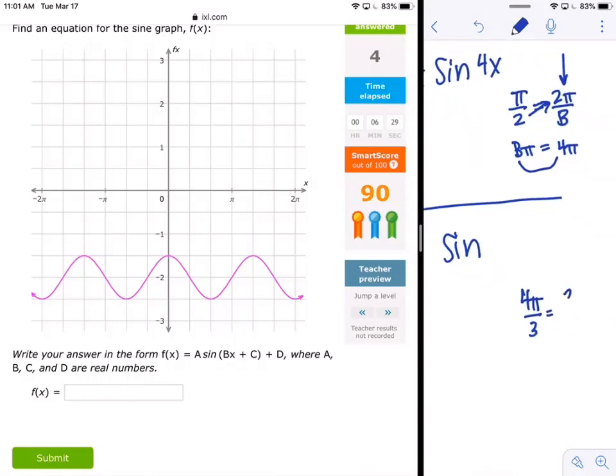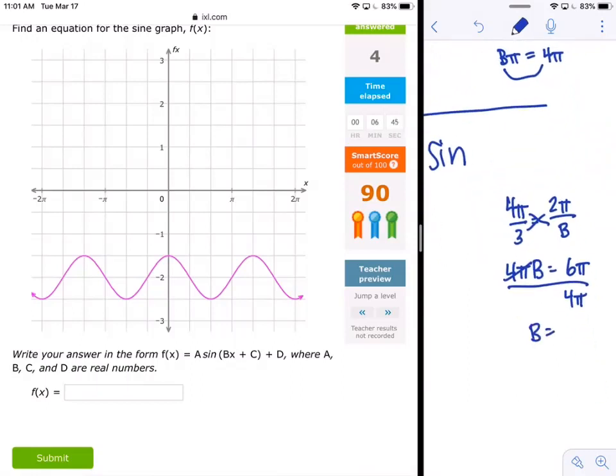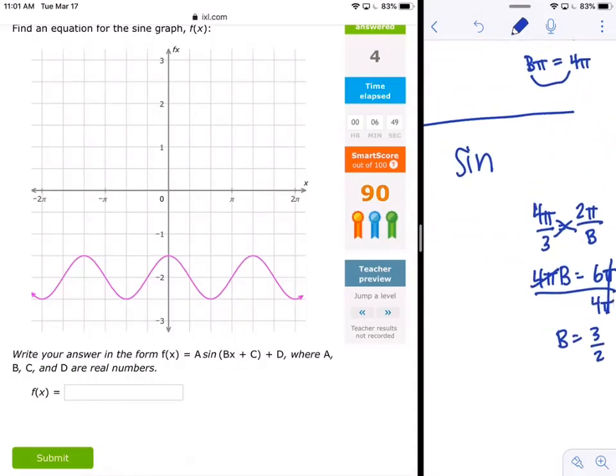And then I'm going to have that formula, 2 pi over b. I'm going to go ahead and cross multiply. So I get 4 pi b equals 6 pi. Divide by 4 pi on both sides. It's going to give me b equals, canceling these, 3/2 as I simplify. So b is 3/2.